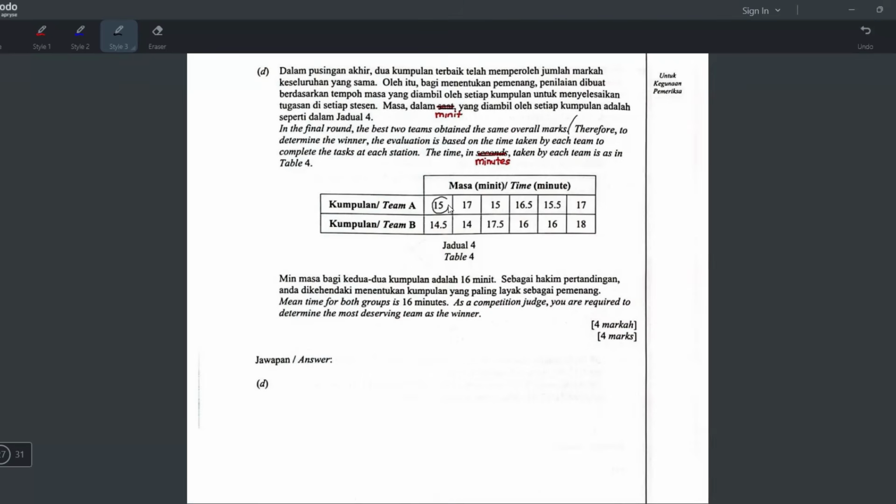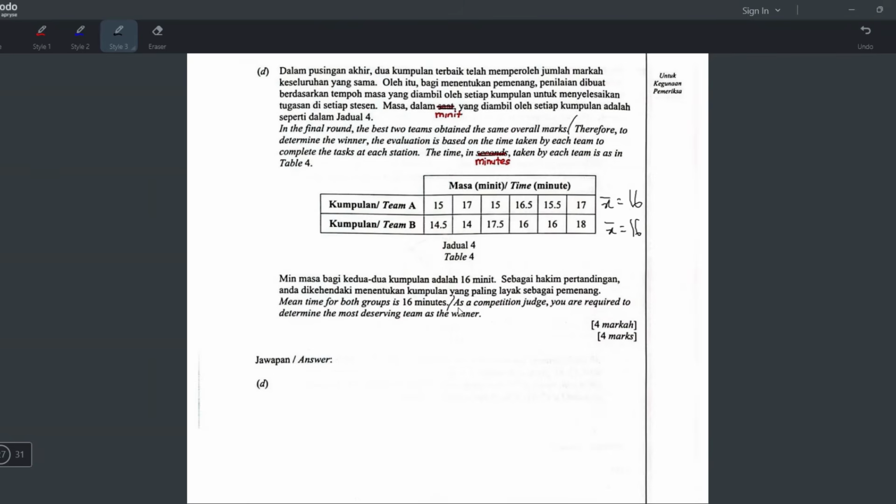So for team A, in station 1, they took 15 minutes. In station 2, they took 17 minutes and so on. The mean time for both groups is 16. So they both average around 16 minutes. It means they share the same mean. So in terms of performance, in terms of speed, in terms of time taken, they both average around 16 minutes, which means they are around the same level.